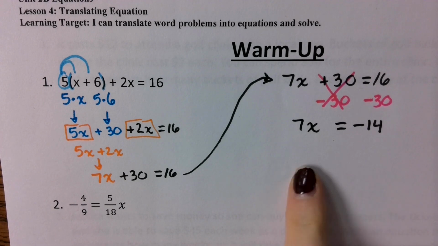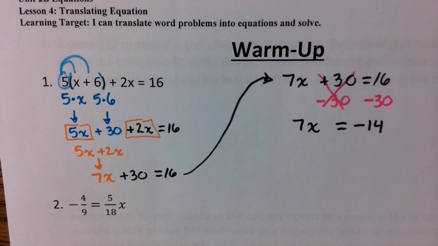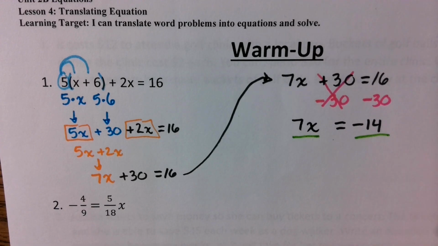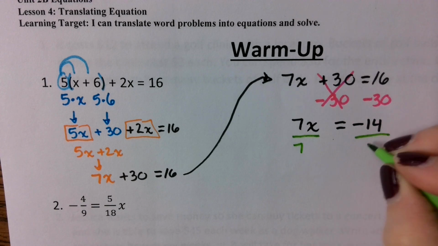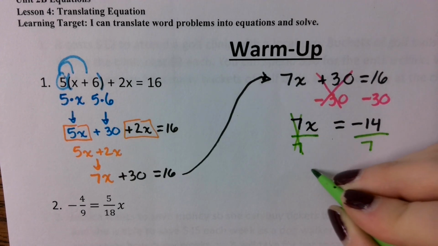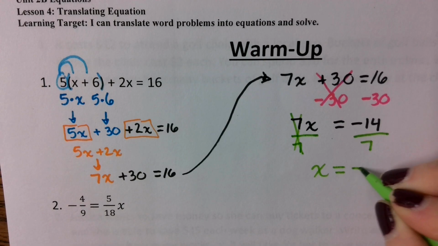Okay, from here, what's our final step to solve? And what are we dividing them both by? By 7, right? We're dividing both of these sides by 7. So the 7s can then go ahead and get canceled off, and we get x is equal to negative 2.